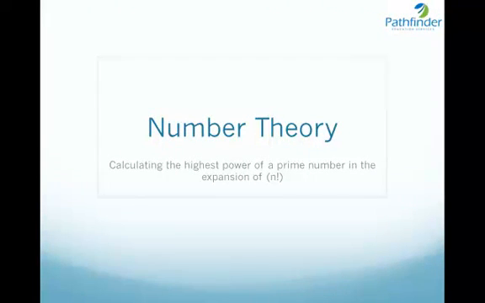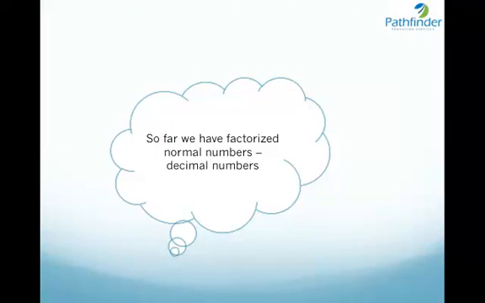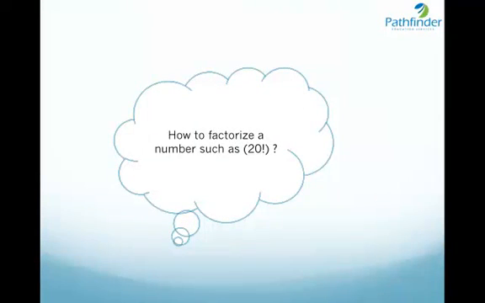In this session, we will learn how to calculate the highest power of a prime number in the expansion of factorial n. So far we have factorized normal numbers, that is decimal numbers, which are relatively easy to factorize. Now consider a case where we are given a number such as factorial 20 to factorize. Now how do you factorize a number like factorial 20?